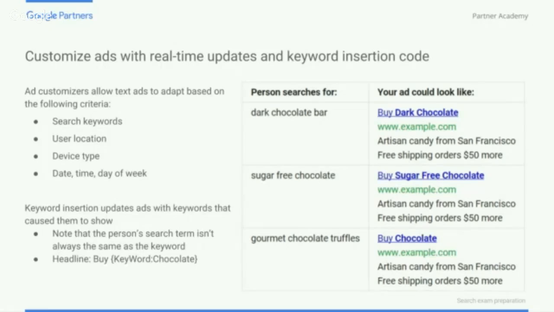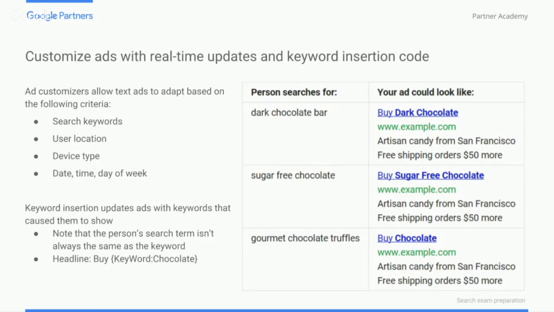More specifically, that keyword insertion customizer. This is allowing your ads to update with the keywords that cause them to show. The search term that someone put in is not always going to be the same as the keyword in your account, but if it's pretty close, then this is, again, a good way to show that really customized information to potential customers so your ad seems super relevant and it increases your click-through rate.